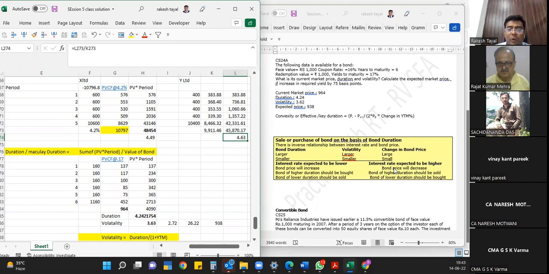Interest rate expected to be lower. अगर इंटरेस्ट रेट कम एक्सपेक्ट कर रहे हैं तो बॉन्ड प्राइस इंक्रीज होगा.